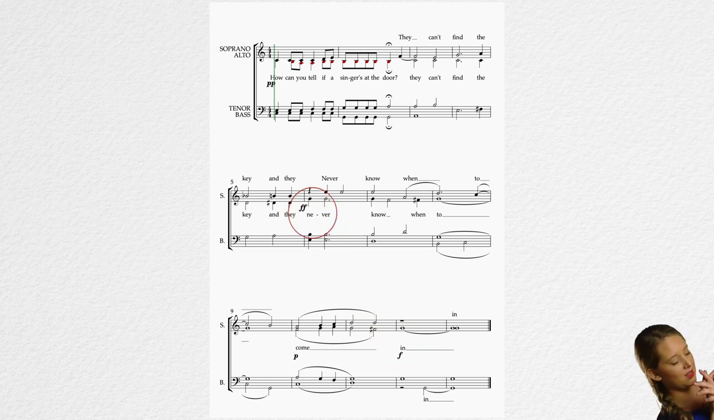Consider dynamics are relative within a piece of music. What is PP, pianissimo, in one piece may not be in another. But within that piece of music, or that one performance, it might be the quietest moment of the music, and that's what the marking is intended to communicate.